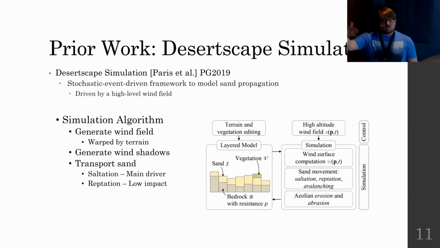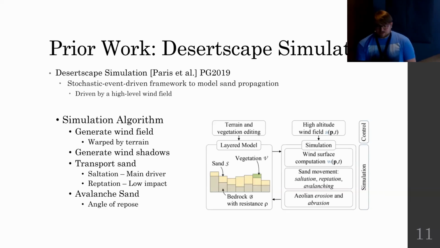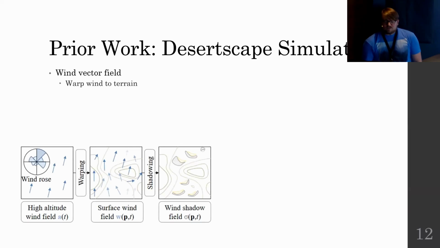So it's all resolved one at a time. I'll talk about that in limitations. And then lastly, avalanching of sand is required. If you have sand piling up, which it's going to do in a dynamic environment, at some point you're going to have to resolve the cascading of this because there is a maximum angle of repose for sand. Once a block of sand, for instance, has too much height compared to a neighbor, it is going to cascade in that direction.